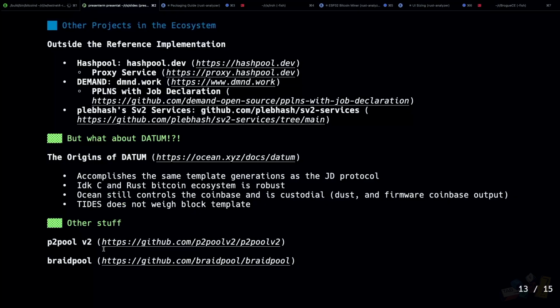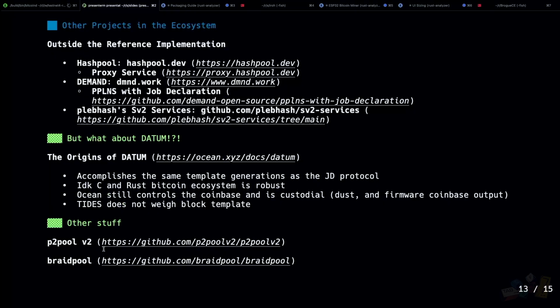So their accounting methodology takes into consideration the fees and then applies that weighting just to the fees. So the subsidy, the 3.125 Bitcoin subsidy, is normally shared equally via PPLNS, but a juicier block template is going to be rewarded more than a non-juicier block template, if that makes sense. Happy to discuss that. And then there's some other service architecture stuff.